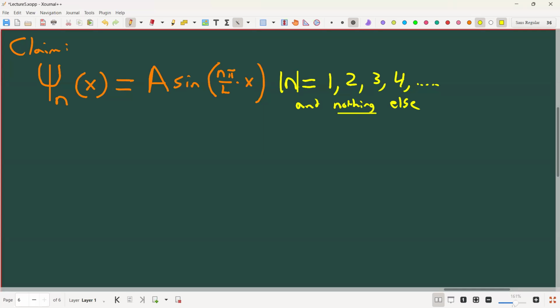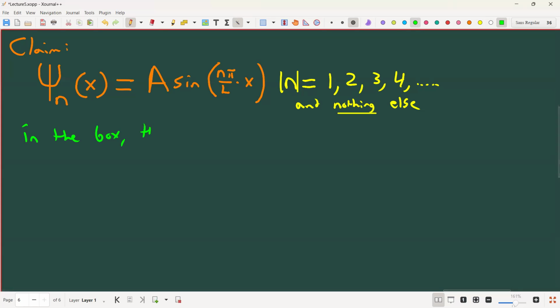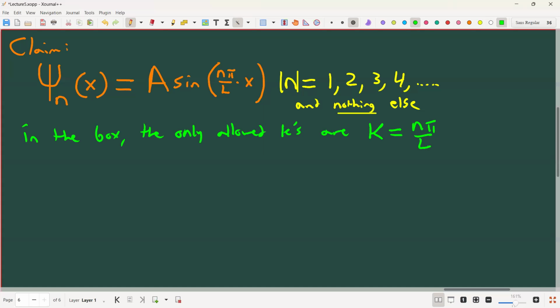So now we have a limitation. Our kx is now a function of an integer. k can't be any number at once, but k is n pi over L. k has to be an integer multiple of pi over L. So in the box, the only allowed k's are where k is equal to n pi over L.